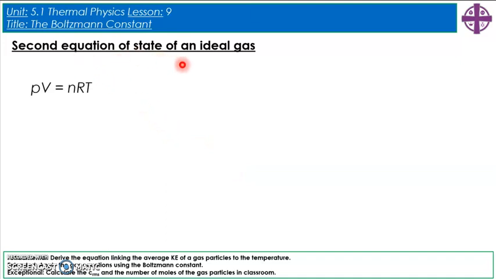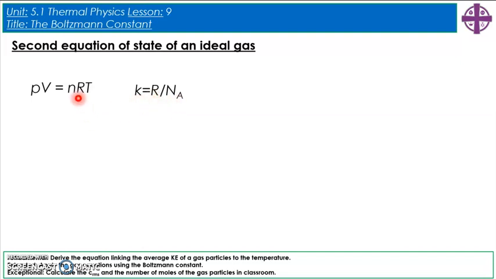The first equation of state was this one. Pressure times volume equals the number of moles times the molar gas constant times the temperature, which must be in Kelvin. And what we're going to do is introduce a new constant here. It's called k. k is the Boltzmann constant, named after a scientist called Boltzmann. And k is just defined as being R divided by N_A.